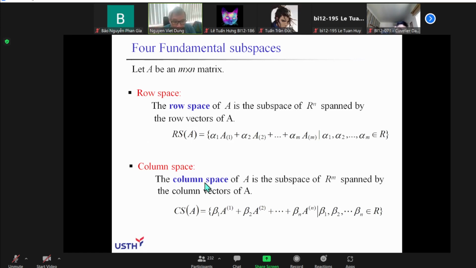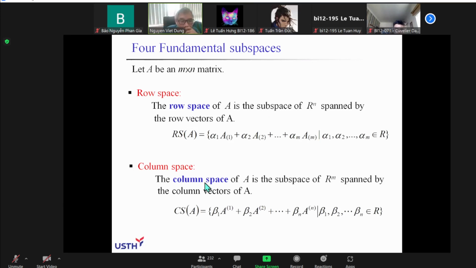You see it here on the screen. The row space of A, denoted by Rs of A, is the set of all linear combinations of row vectors of A. Similar to that, we can define what we call the column space of A. The column space of A is a subspace of m-space Rm, spanned by all the column vectors of A, or by formula you see it here. It's denoted by Cs of A.